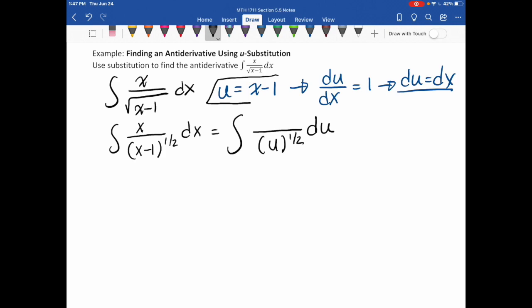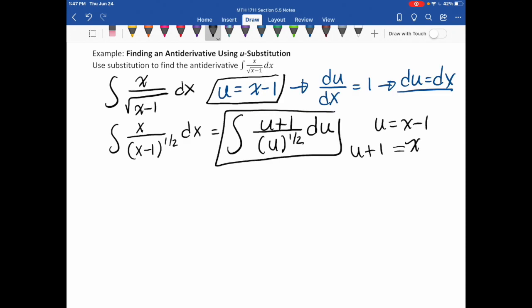Now, the question is, how do we get rid of that x on top and write it in terms of u? Well, we have this formula right here. u is equal to x minus 1. So if I write x in terms of u, I would add 1 to both sides. So now I can replace x with u plus 1. So now I have my integral all in terms of u.